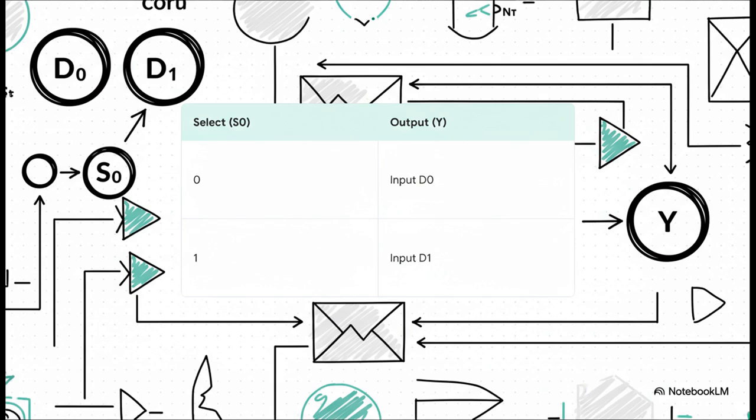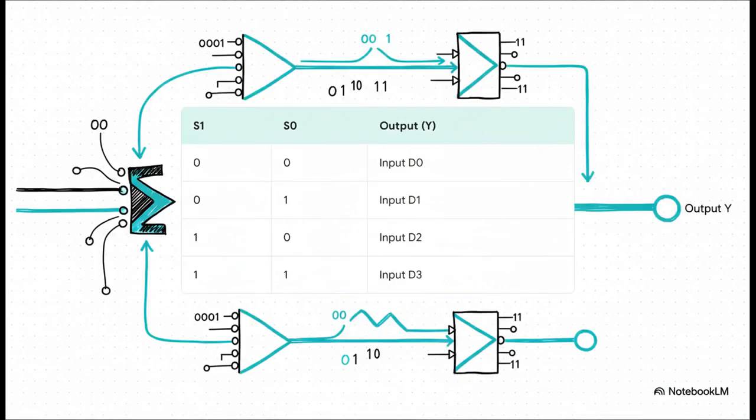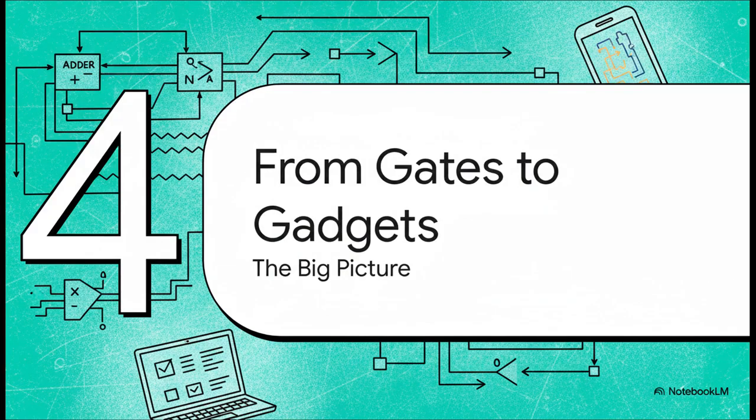It's that simple. And this is where it gets really powerful. This idea scales up beautifully. If you want to build a 4-to-1 multiplexer, you just need two select lines. 0, 0 picks the first input, 0, 1 picks the second, and so on. See that? We added just one more select line, and we doubled the number of inputs we can handle, from 2 to 4.